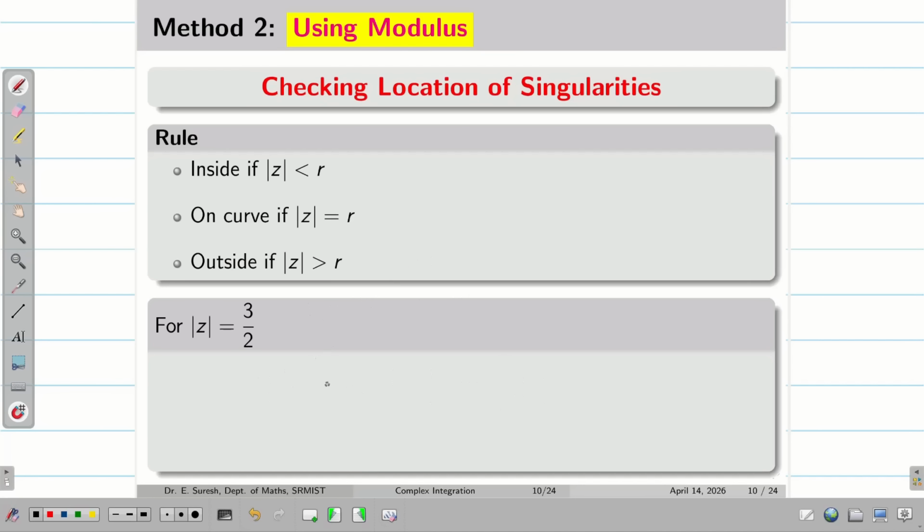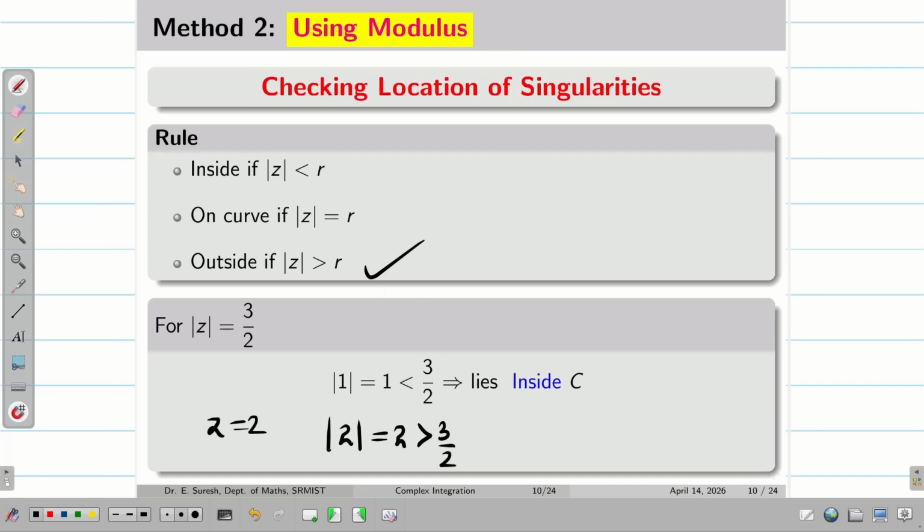In method 2, we have to take the LHS. So at z equal to 1, mod z is equal to modulus of 1, that is less than 3 by 2. If it is less than 3 by 2, the singular point is lying inside C. The next singular point, z equal to 2. Modulus of 2, that is 2, is greater than 3 by 2. Therefore, the singular point lies outside C.